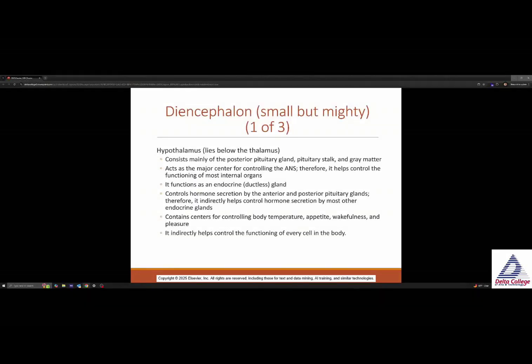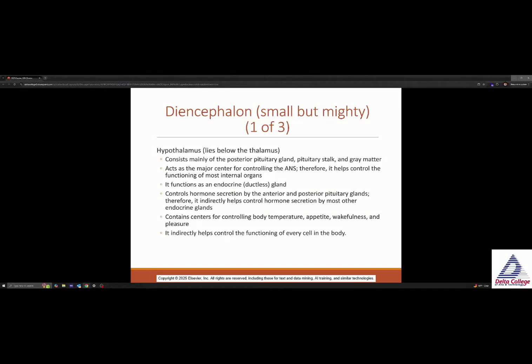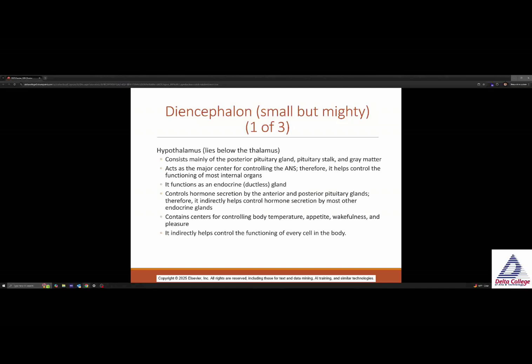Now we have the diencephalon. This is a small but mighty guy right here. It contains the hypothalamus. The hypothalamus lies just below the thalamus. It consists mostly of posterior pituitary gland, pituitary stalk, and gray matter. The hypothalamus acts as the major center for controlling the autonomic nervous system. Therefore, it helps control the functioning of most internal organs.